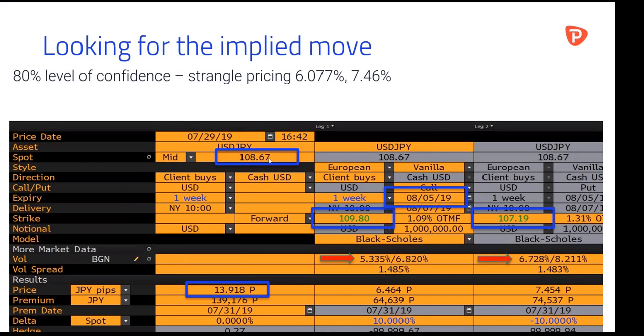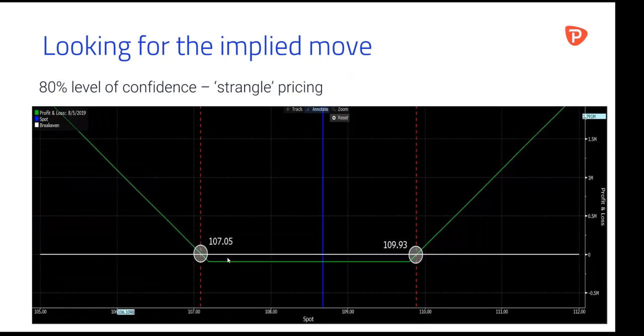And you've got the market trading at 108.67. We've taken our deltas out to 10. So we've found strikes, which you can see here, which have a 10% chance of being in the money, or the market's applying a 10% chance of being in the money. And you said there 109.80 to 107.19. If you add the premium to both legs, you've got a situation where the market's saying that we probably go down to 107.05 and 109.93. So what does that look like?